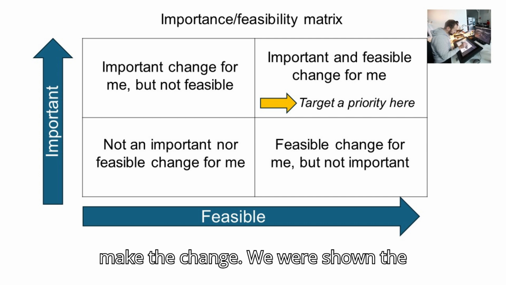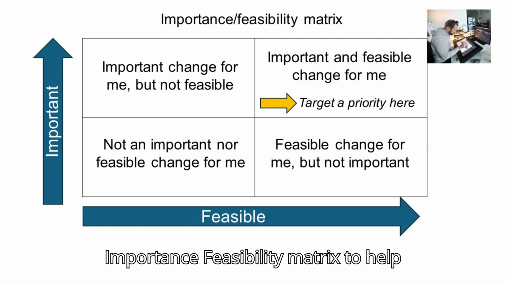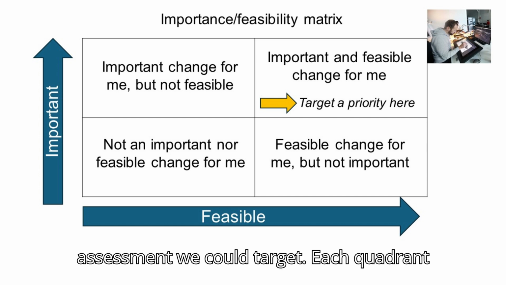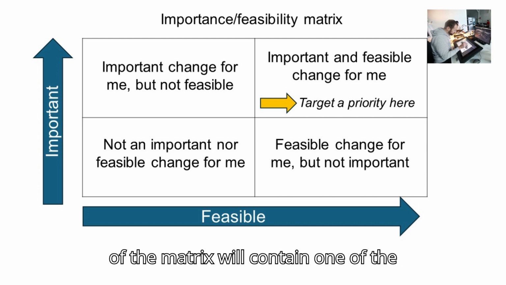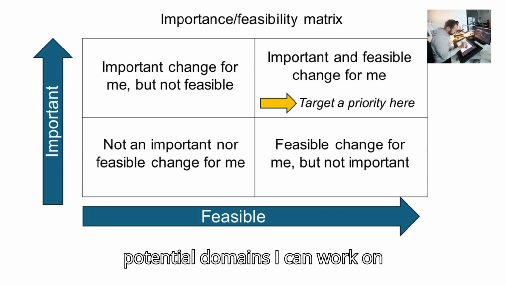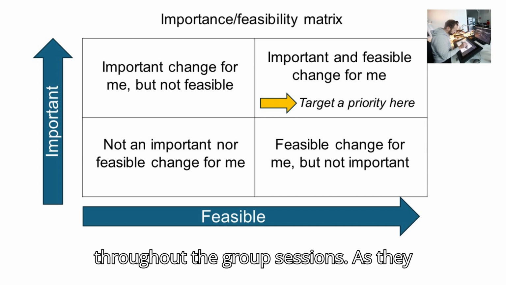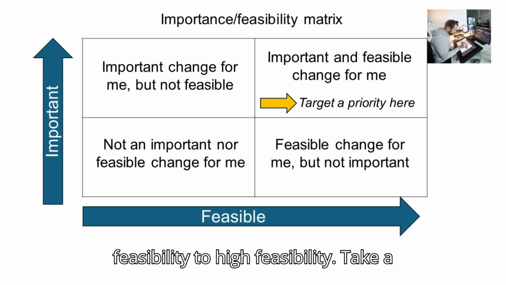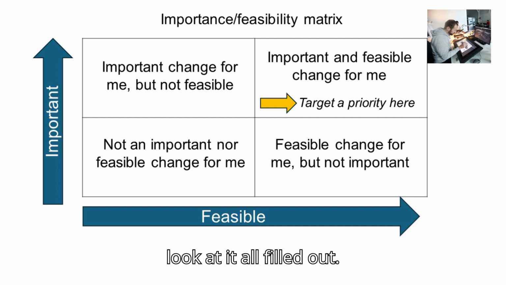We were shown the importance feasibility matrix to help narrow down which domain of the self-assessment we could target. Each quadrant of the matrix will contain one of the potential domains I can work on throughout the group sessions, as they range from low importance to high importance. Same thing for low feasibility to high feasibility. Take a look at it all filled out.